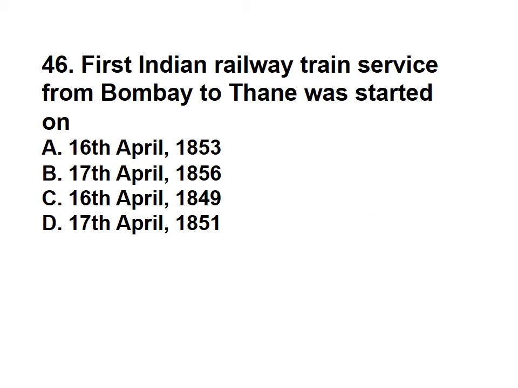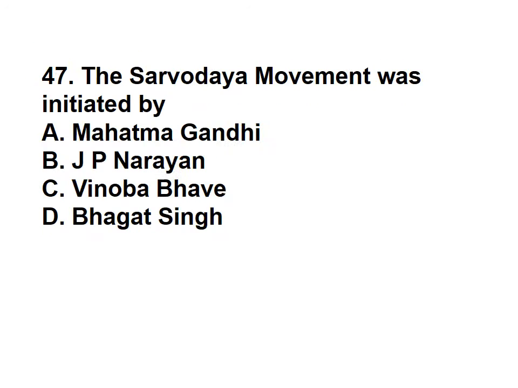The first Indian railway train service from Bombay to Thane was started on. As you all know, I have discussed in my previous video that Lord Dalhousie was responsible for Indian railways, and the first Indian railway was started from Bombay to Thane. It was started on 16th April 1853. 16th April 1853 was the time when India's first train started from Bombay to Thane. So let's move on to the next question.